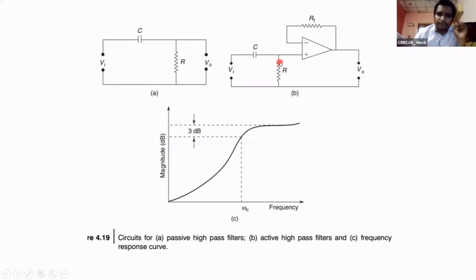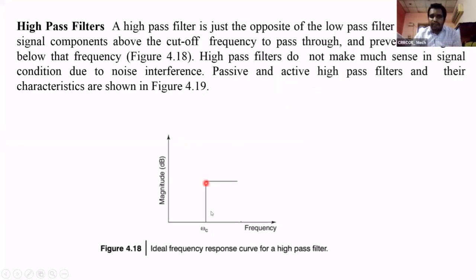The only difference between the low pass and high pass filter circuit is we are changing the position of resistance and capacitance. In the previous circuit, capacitance is here and resistance is there. But now capacitance and resistance are replacing their places. This is a passive filter. If we attach an op amp to this passive filter, then it is called an active filter. This is the ideal response of the frequency.